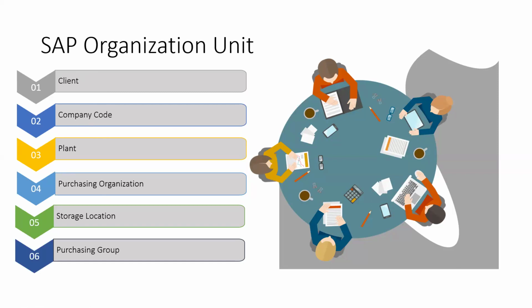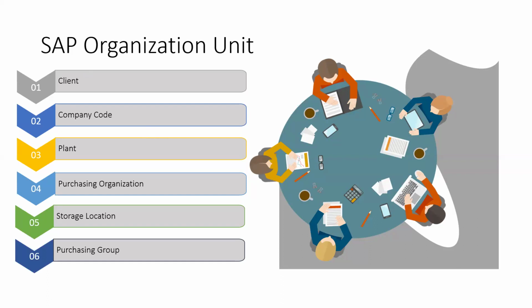There are different types of purchase organizations available, which I will let you know once we discuss the purchase organization topic. Then it is a storage location, and last it is a purchasing group. So these are the organization structures available in SAP MM. If anyone asks you to explain the SAP MM organization structure, you need to start from the client, company code, plant, purchase organization, storage location, and the purchase group.